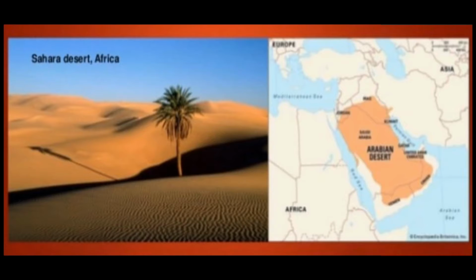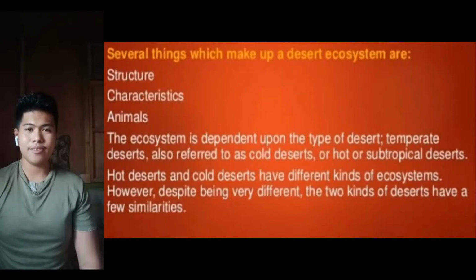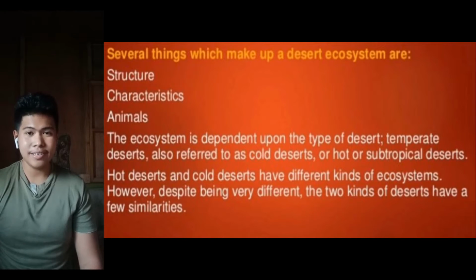This is the photo of the Sahara Desert that is found in Africa, and the other one is the map of the deserts in the world, where they lie between 10 and 30 degrees north or south of the equator. Now, let us come to the several things which make up a desert ecosystem. These are the structure of the desert, characteristics of the desert, and the animals in the desert. The ecosystem is dependent upon the type of desert.